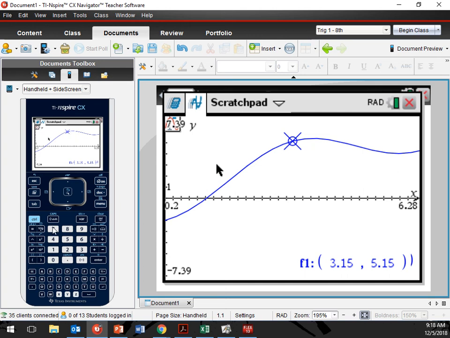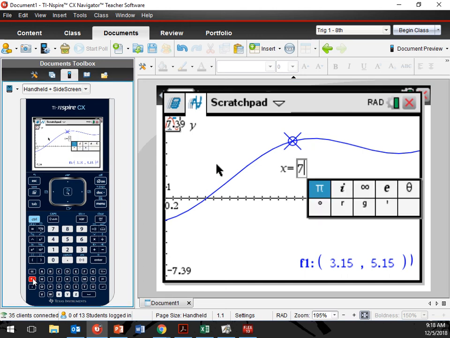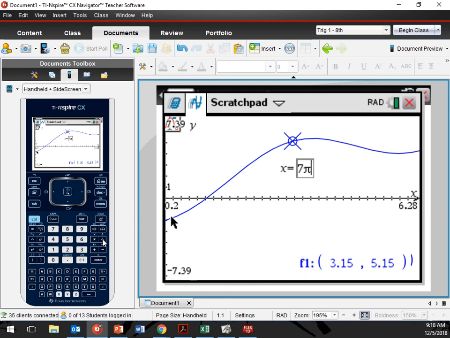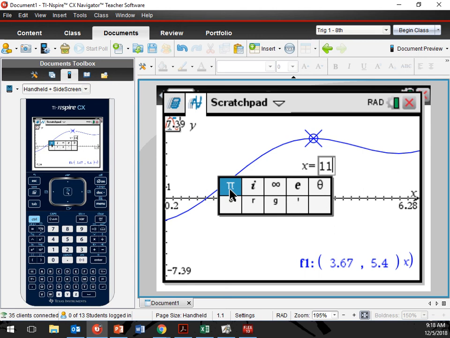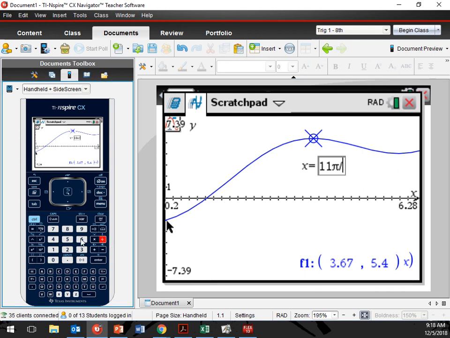So it's going to be 7 pi over 6, right? There you go. There's a max, isn't it? What was the other one? 11 pi over 6. There's my min, right? Okay, there's a local min there.